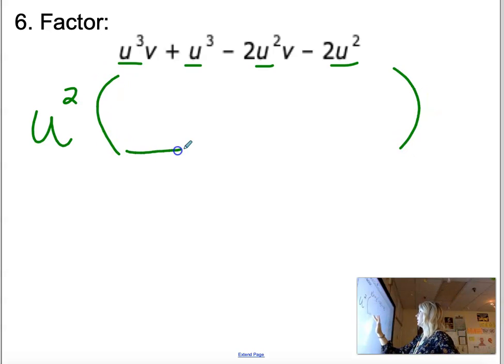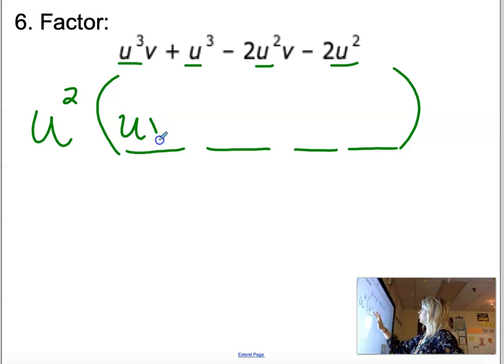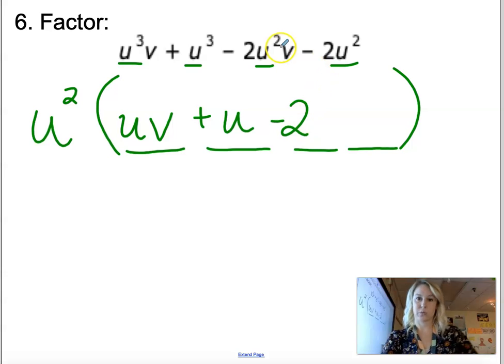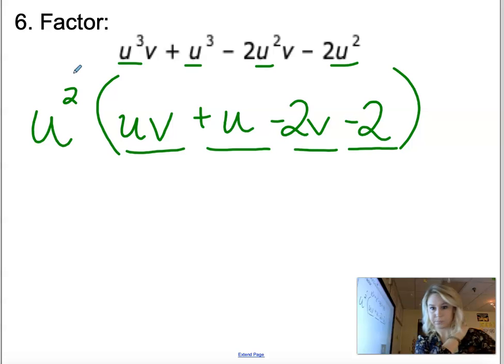I need to fill in my 4 terms, like yesterday. So u cubed, take away u squared is a u. That v will drop down because I did not touch the v's. U cubed, take away u squared is just a u. Negative 2 divided by 1 out here would be a negative 2. I took all the u squareds from that one, so there are none, but that v does need to drop down. And then over here, I've got a negative 2 that will drop down. And then there are no variables because I had u squared and I took them all away from that term. Okay, so first step, take out your GCF.